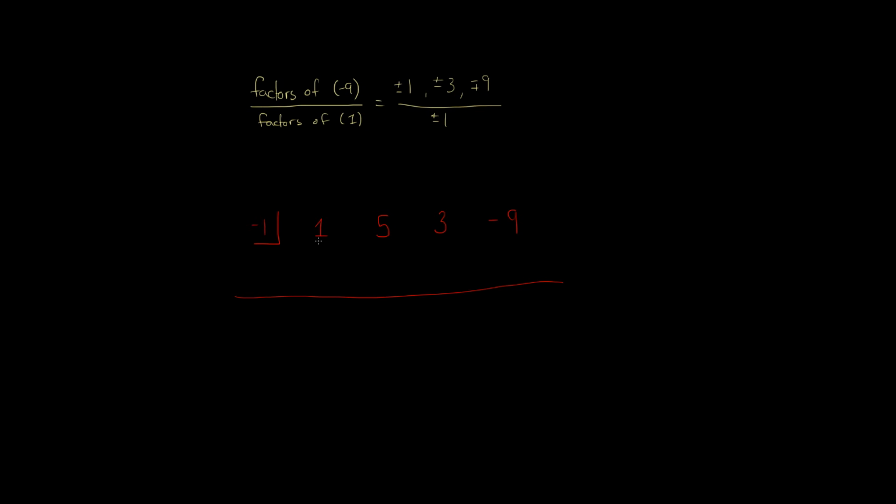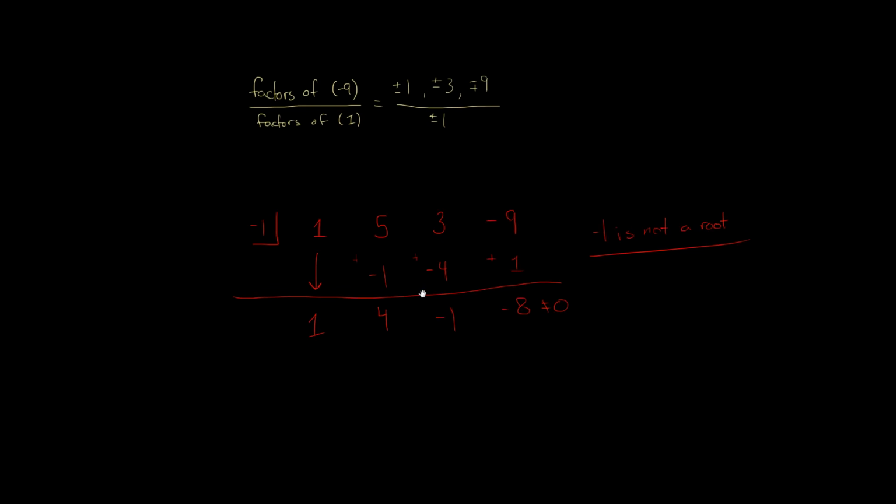So now what we do, we drop this 1 down. Negative 1 times 1 gives us negative 1. Now we add these. So 5 plus negative 1 gives us 4. 4 times negative 1 gives us negative 4. Add these, we get negative 1. Negative 1 times negative 1 gives us 1. Add them, and we get negative 8. Now, since negative 8 does not equal 0, we know that negative 1 is not a root.